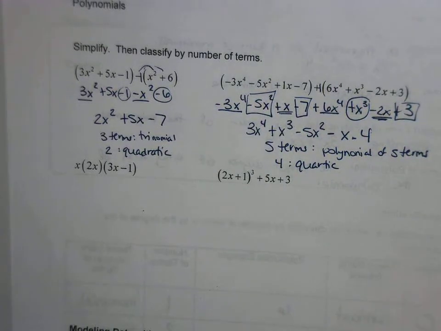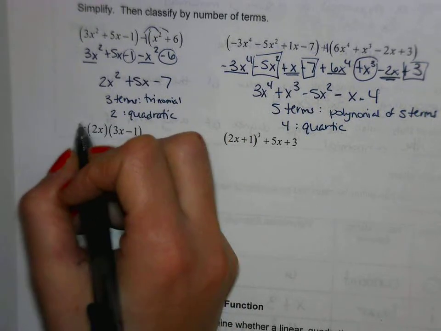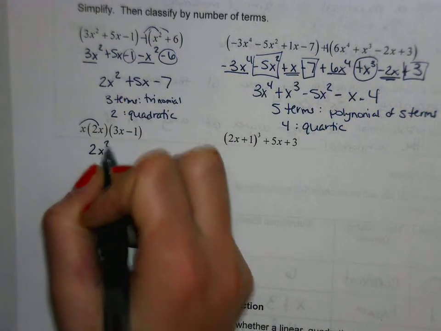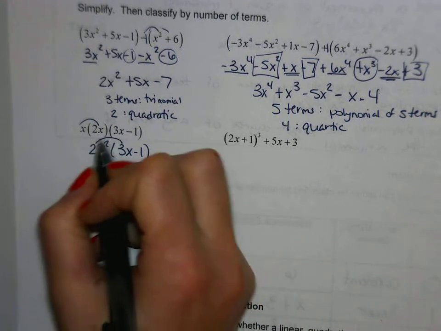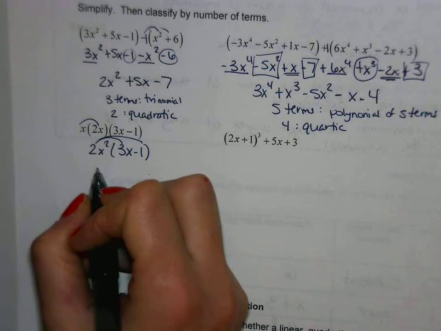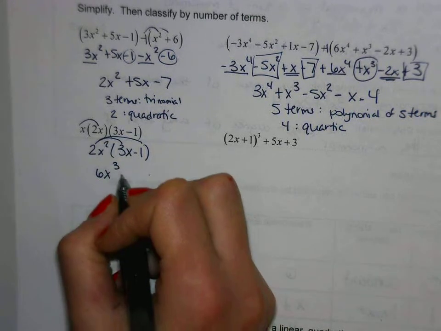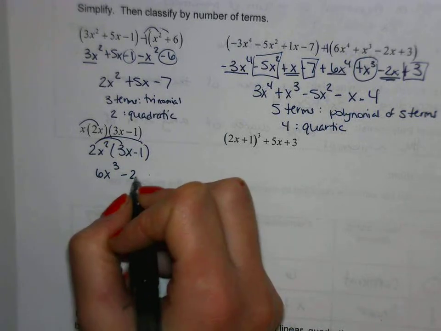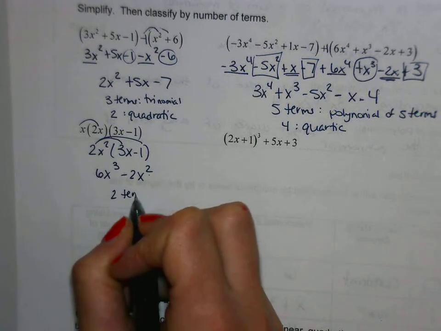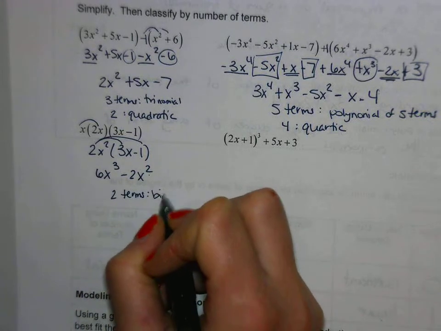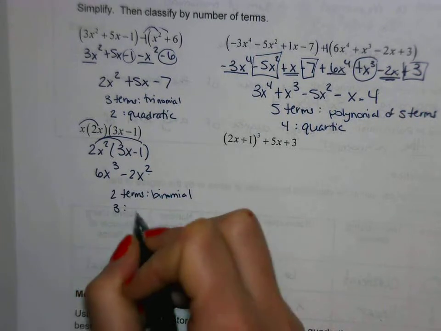So let's look at multiplying. If I take x times 2x, we end up with 2x squared. Now if we distribute, our 2x squared times 3x is 6x to the third. 2x squared times a negative 1 is negative 2x squared. So we have two terms. So we're working with a binomial. And our highest degree is 3. So we're working with a cubic. Let's look at this last one.